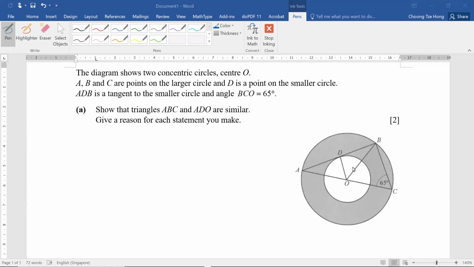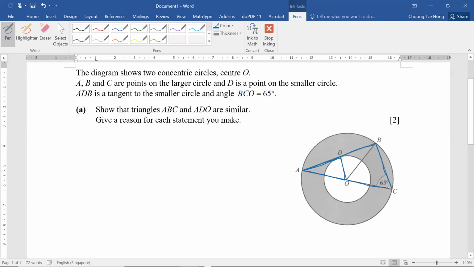Okay, so for part A, they want us to show that triangles ABC, the big triangle, and ADO are similar. Give a reason for each statement you make. So over here they want us to prove that this small triangle ADO is similar to the bigger triangle ABC, right? So prove similarity.